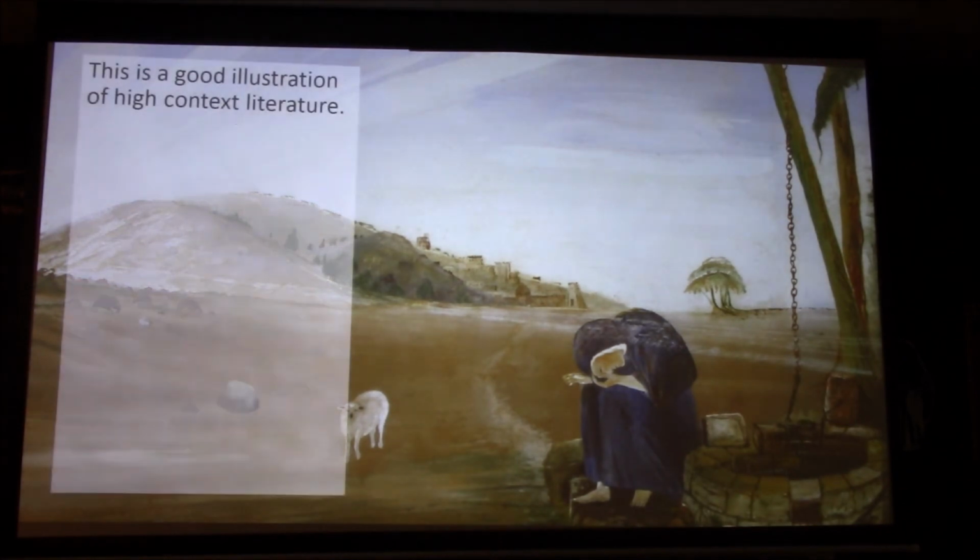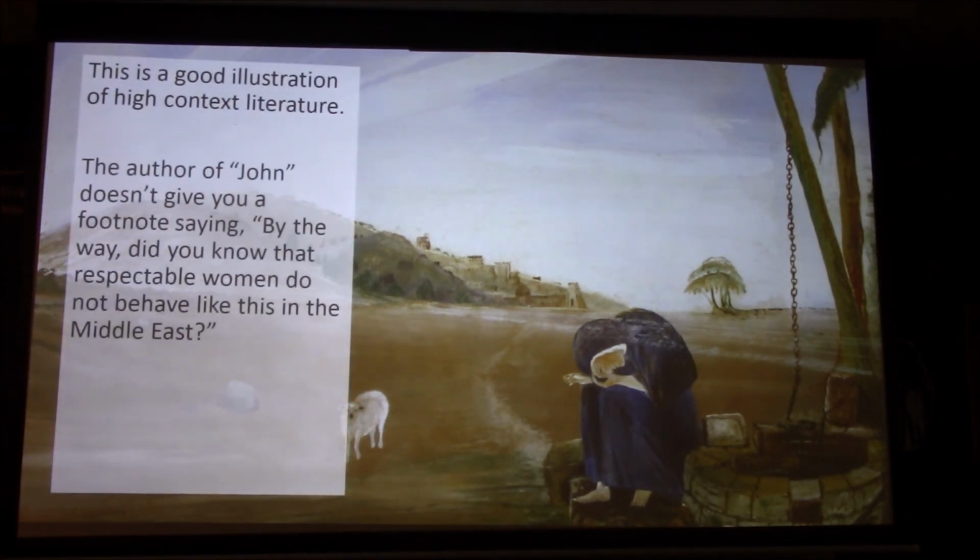It's not good. Okay, so moving along, it's a good illustration of high context literature. The author of the fourth gospel we call John doesn't give you a footnote saying, by the way, did you know that respectable women do not behave like this in the Middle East? He expects you to know that. He expects his audience to get that already, okay? And that's how it is with the whole Bible, folks.